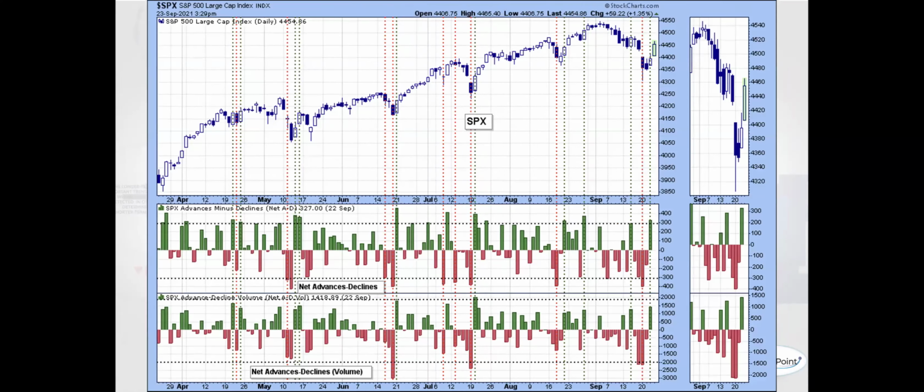Now here is using the net advances declines. As you can see, we have thresholds for these as well, and that is at 300. So minus 300 and positive 300 for the net advances declines. And in the case of the net advance decline volume, it's minus 2,000 to plus 2,000. Those are our thresholds. So when you see it go outside of those thresholds, that means you have a climax day.